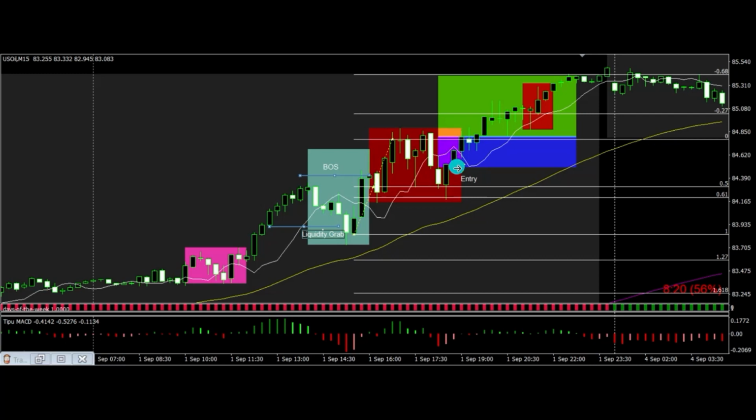Here, you can place your stop loss below the 4 EMA. Price reached the 1.618 level, and that would be your exit.